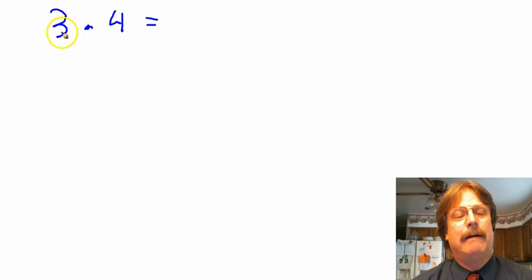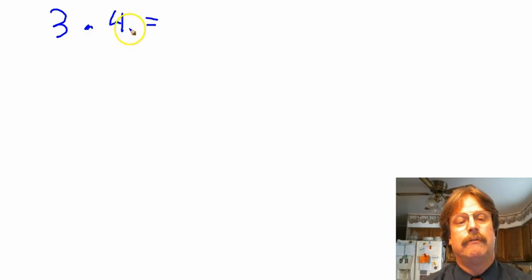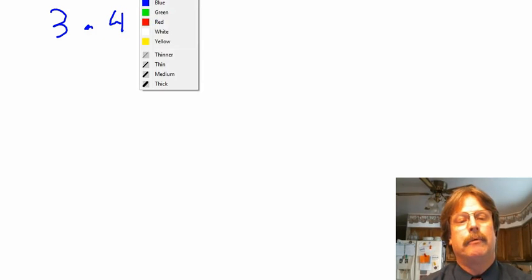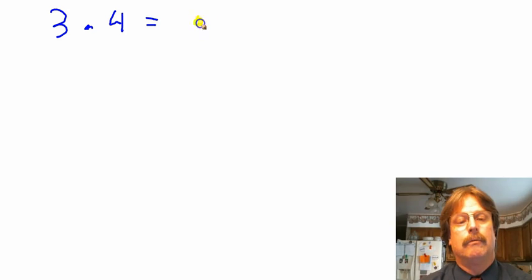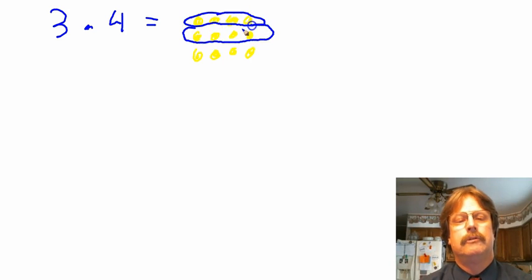I want to start off, though, by using 3 times 4, okay? So this would mean we have 3 groups of 4 items. So if I remember, we're going to use the colors. So I've got 1, 2, 3, 4. That's one group. 1, 2, 3, 4. That's 2 groups. 1, 2, 3, 4. That's 3 groups. And of course, if you count them up, you're going to have 12 items.